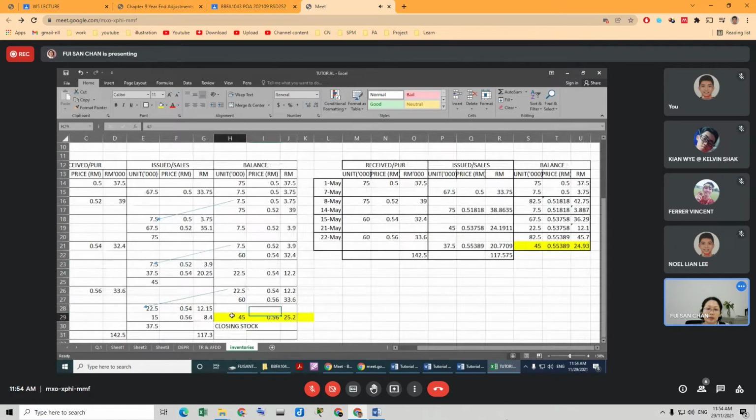So you see your remaining in terms of units, in terms of liters, is the same, right? Okay, now of course your price is not the same, no? And the total value is also not the same. This is 25,200. This one, 24,900, 24,930. Yeah. So after you got this, do you know which method gives you a higher gross profit?